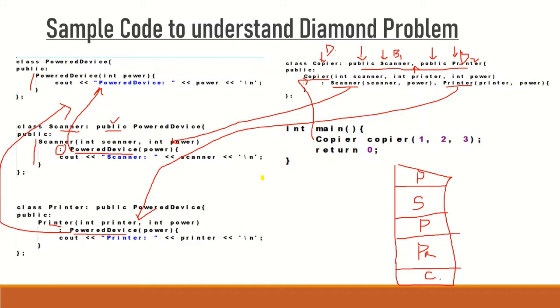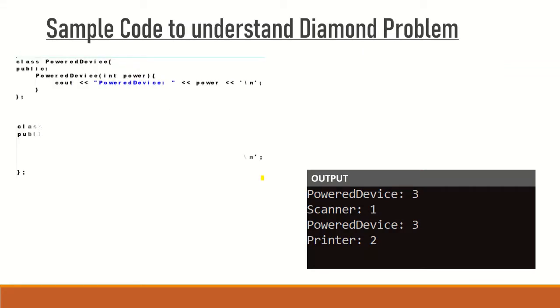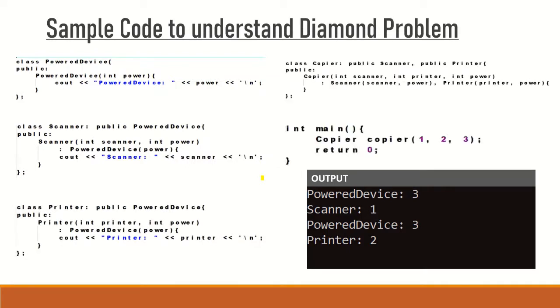Fine. So now the copier class object will have one copy of power device through scanner, and it also has another copy of power device through printer. That means multiple copies are available here. What will happen when you create the object of the copier class? This will be the output we might think. Look at this output here. Power device gets called first for scanner, and power device is called again for printer. So multiple copies. This should not be done.